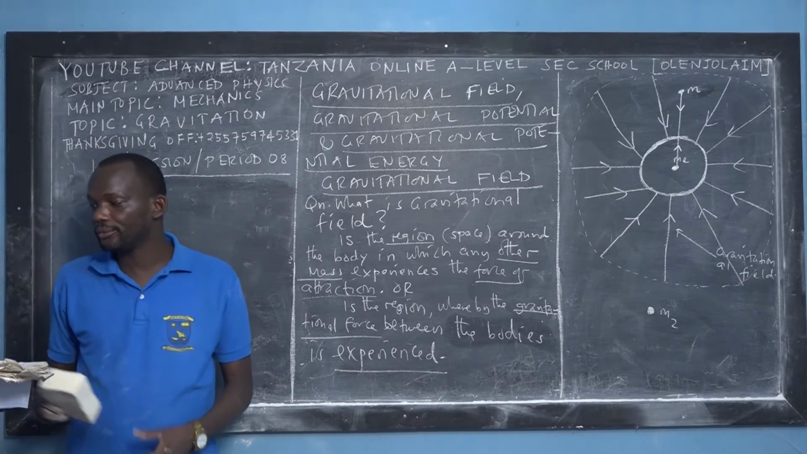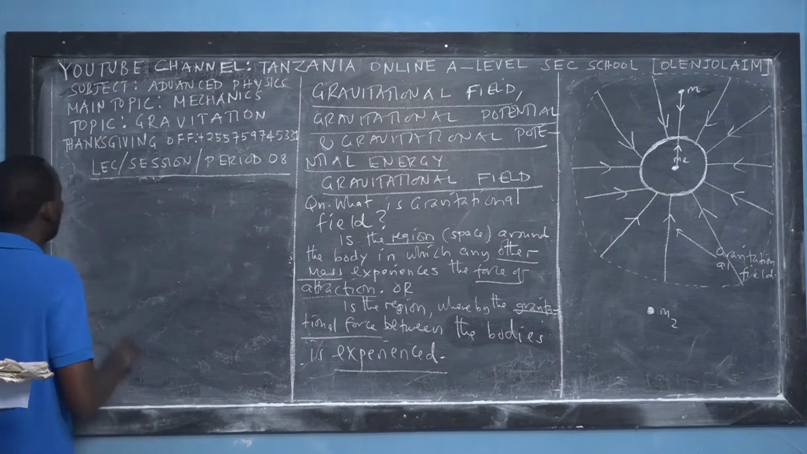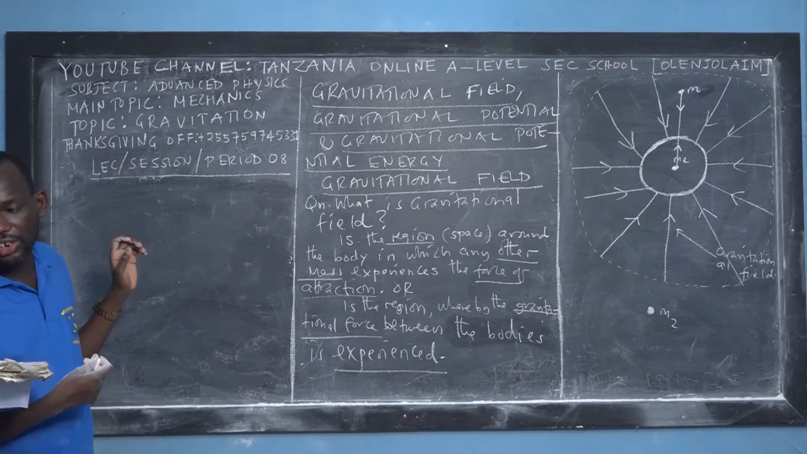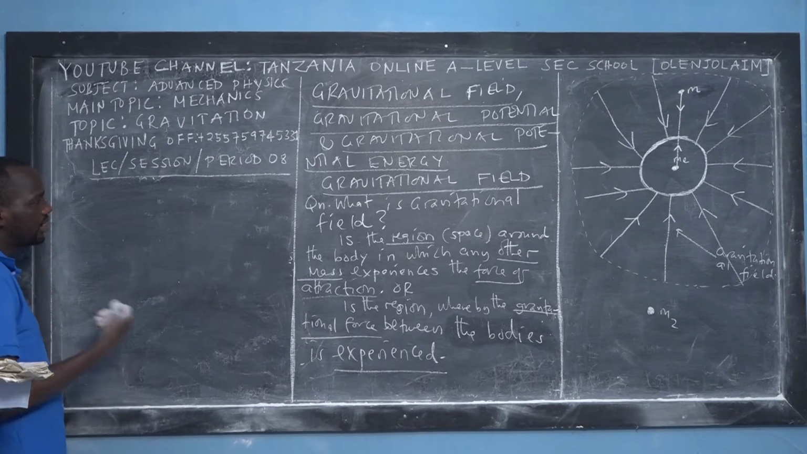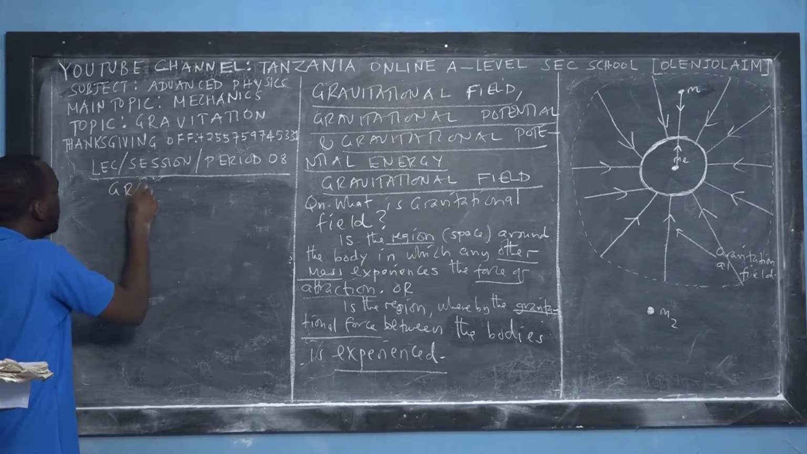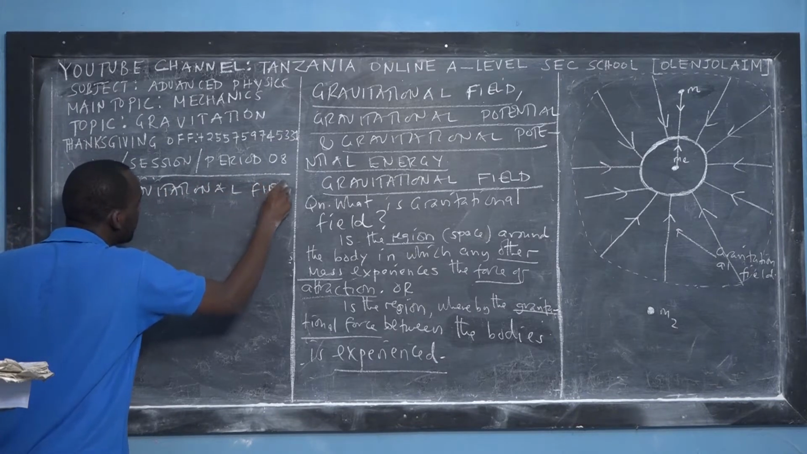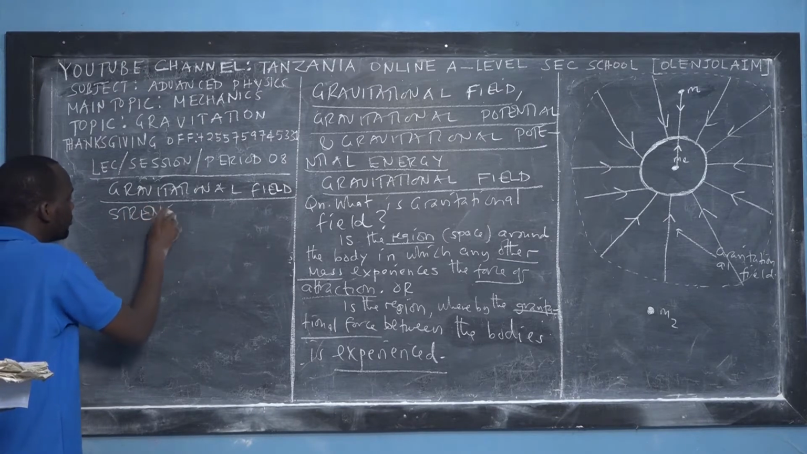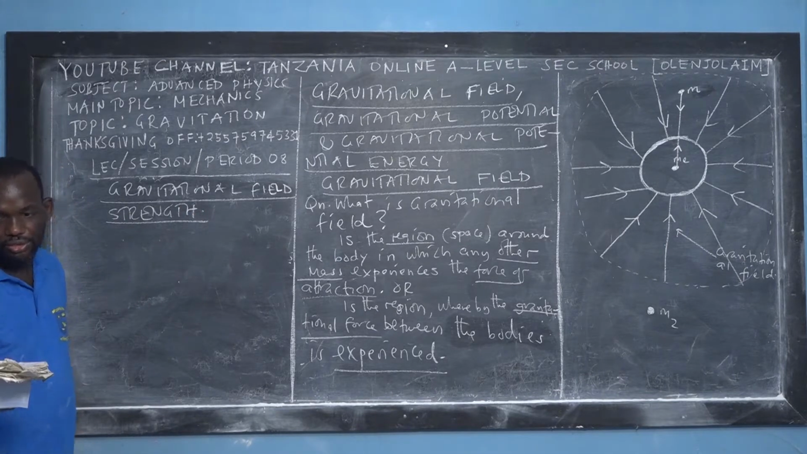Again, we have another term which is very important. We call it gravitational field strength. It's not the gravitational field. We call it gravitational field strength. It's one of the regions in the gravitational field. So this terminology we call gravitational field strength, right?